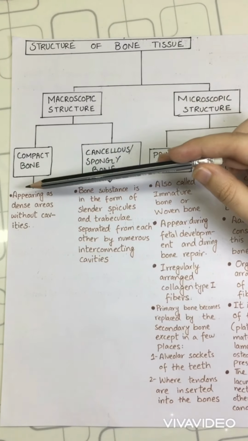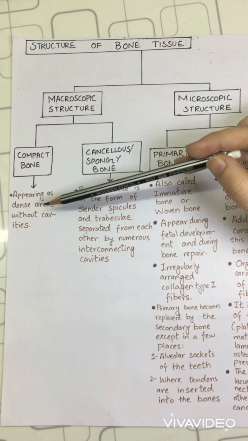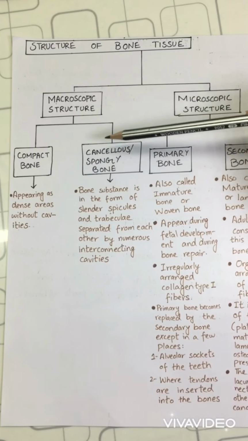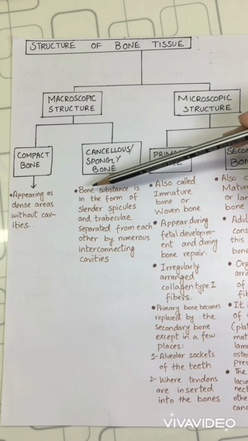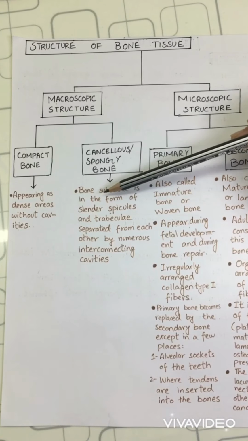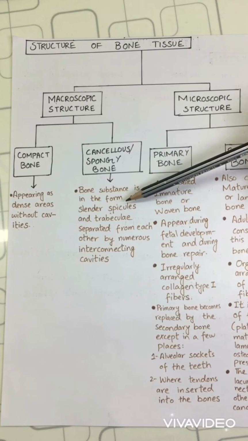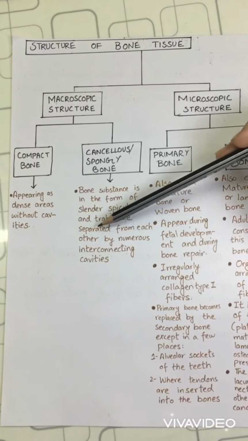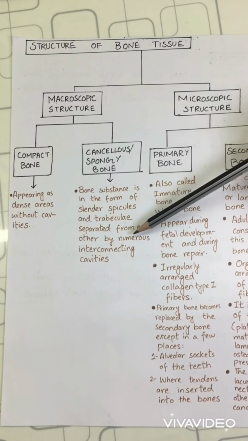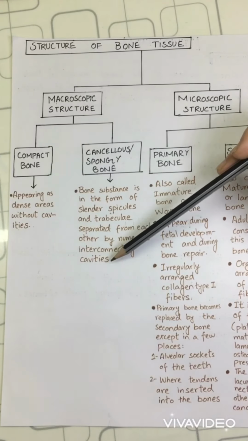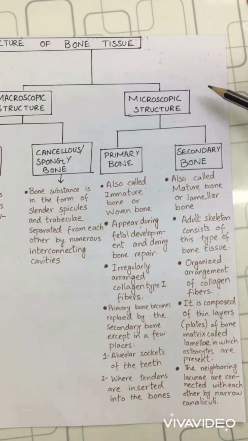Compact bone appears as dense areas without cavities. Cancellous or spongy bone: the bone substance is in the form of slender spicules and trabeculae separated from each other by numerous interconnecting cavities. Microscopically, the bone tissue can be classified into two main types, primary bone and secondary bone.